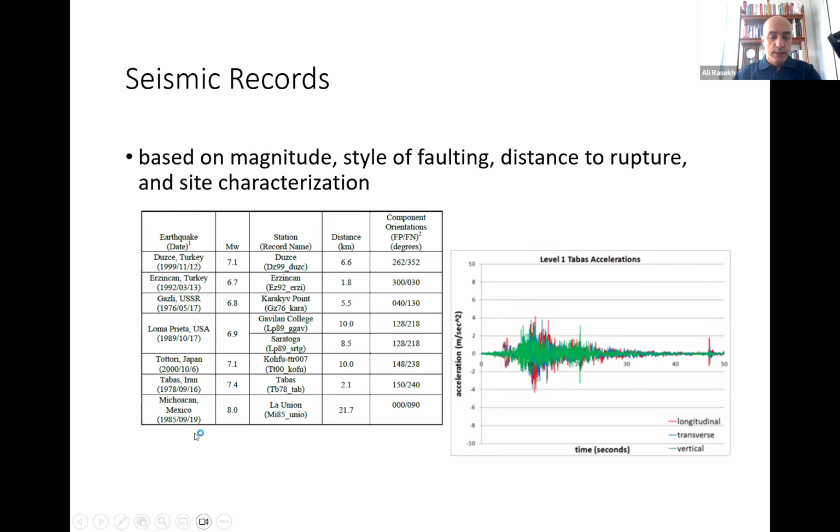This is the list of the earthquakes that we used for the analysis and design. And they were chosen based on magnitude, style of faulting, distance to rupture, and site characterization. I mean, similar to what is customary to be done, and geologists or geotechnical engineers are normally in charge of finding the best fit earthquakes for that design.